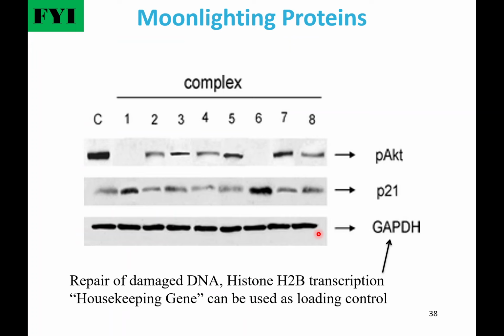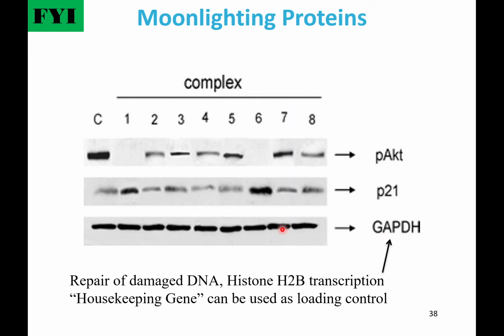And that brings up another topic here, known as moonlighting proteins. Those are proteins that have multiple roles in the cell. It's something like GAP dehydrogenase, glyceraldehyde 3-phosphate dehydrogenase, which we saw in glycolysis. That is a very common housekeeping or moonlighting protein that is expressed very, very highly in all cells, not just because it's important in glycolysis, but it also has activity repairing damaged DNA and in histone transcription.